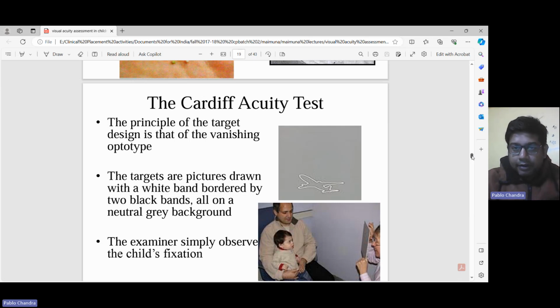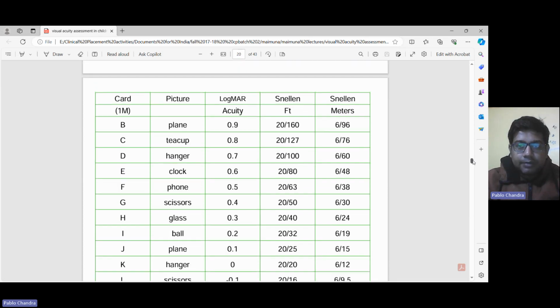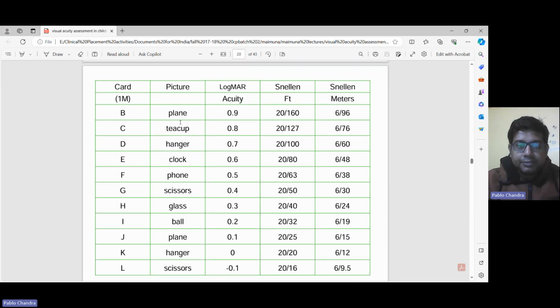So this is the Cardiff acuity test. Next, you can see here how we measure the Cardiff acuity test. B is first, given as a plane. If the patient can read it, we can call it Snellen fraction 20 by 60 or 6 by 36.